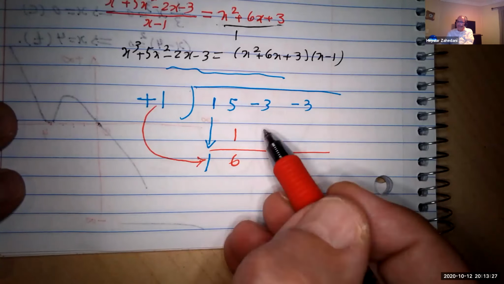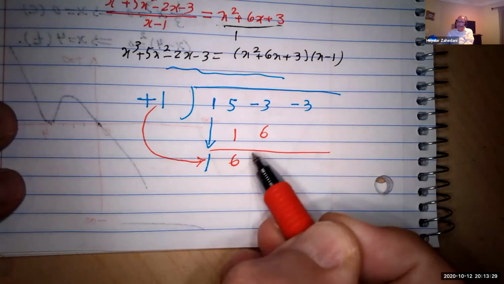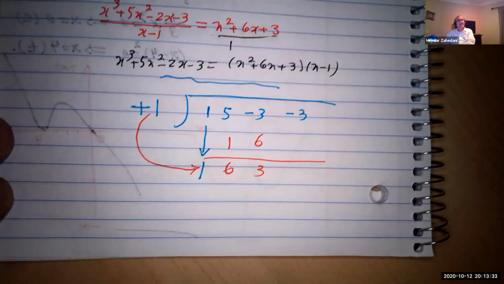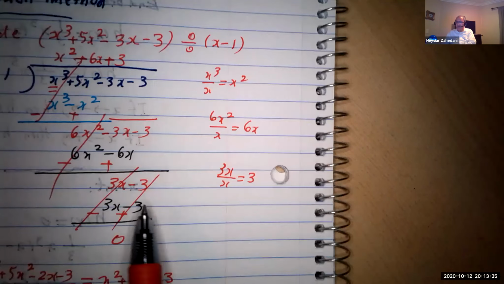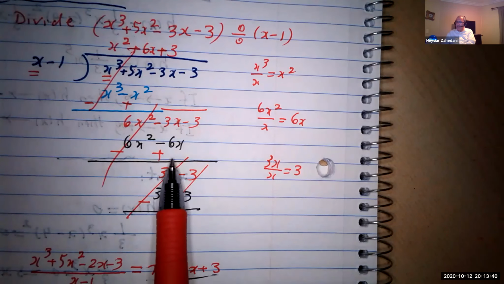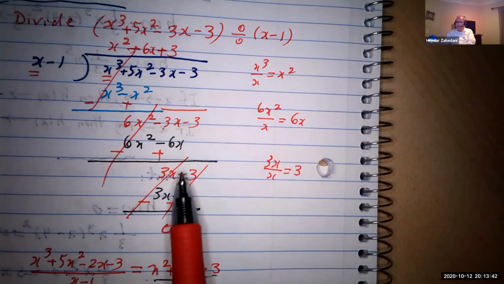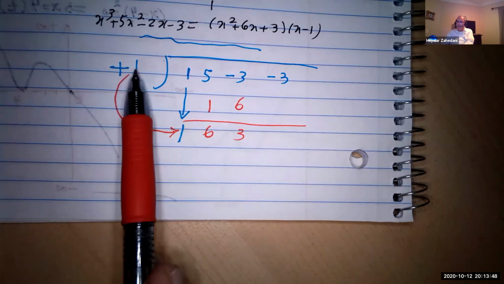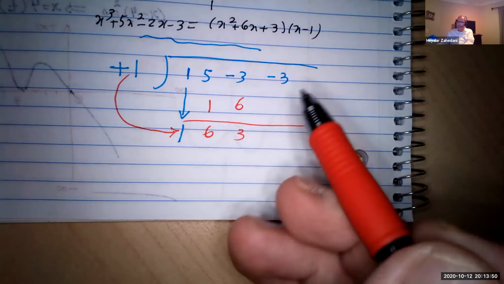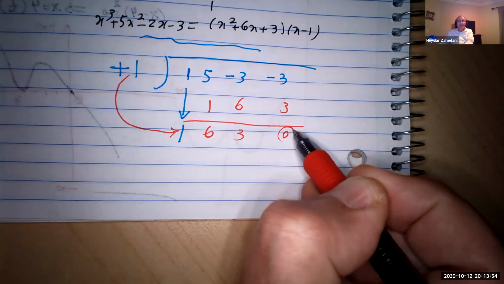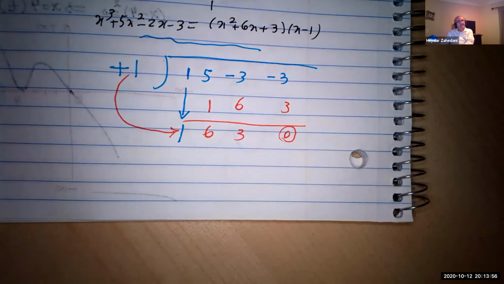1 times 6 would be 6. So we add them together, that gives you 3. And that's exactly what would happen in the second step. You see, in the second step, this is what you have. We have a negative 3 and 6, which is going to be a positive 3. So that's exactly positive 3 here. And then we continue. 1 times 3 would be 3. And these two would cancel out. So this means they are divisible.